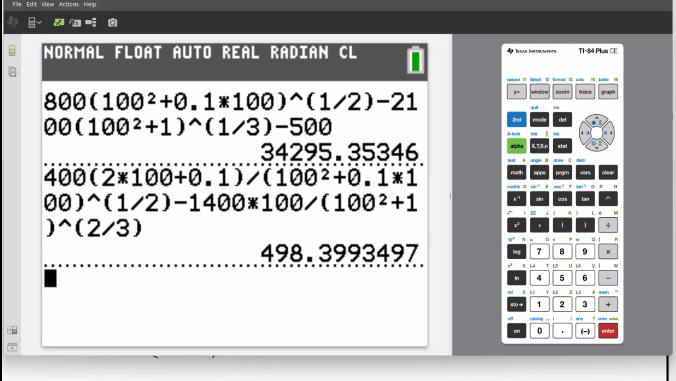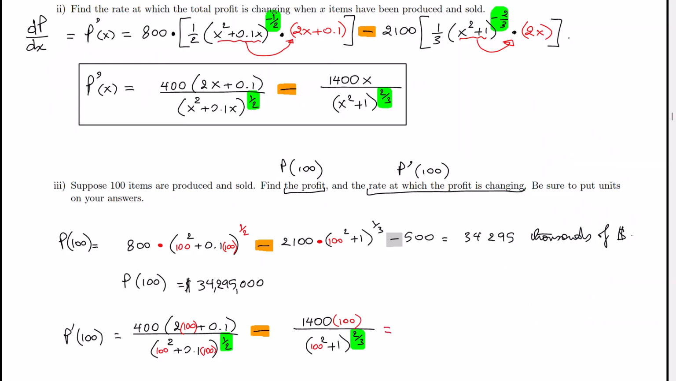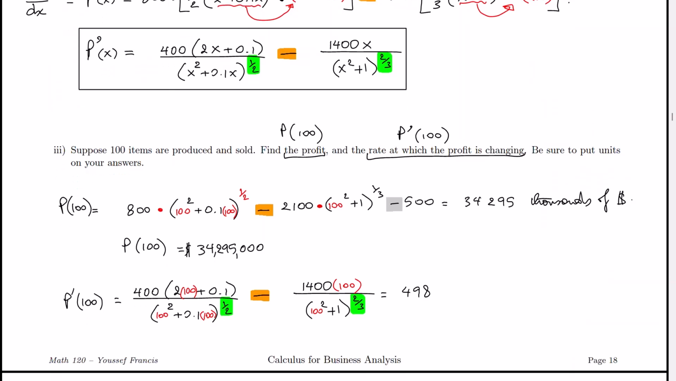And in this case, I'm getting 498.399. So again, they didn't tell me what decimal to round to, so I'll just round it down to 498. So the answer will be 498. And this is the rate unit, so it's going to be thousands of dollars per item. And with that, we are done with this example.